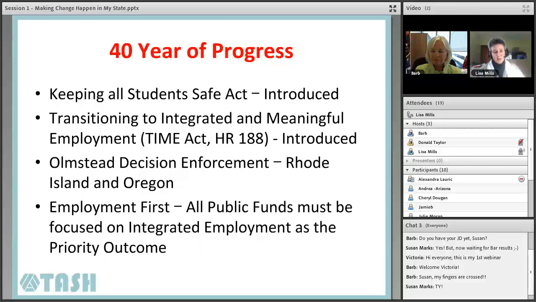And that has helped the development and growth of employment first across the country. I think there are now 46 states that have active employment first initiatives. The concept has been around for a while, but it is gaining tremendous momentum. And the principle is that public funding should be focused on integrated employment as a priority outcome for people with disabilities. It's not limited to one disability group. It's across the board, trying to raise the expectation that people should have the right to good supports to work and be expected to work.